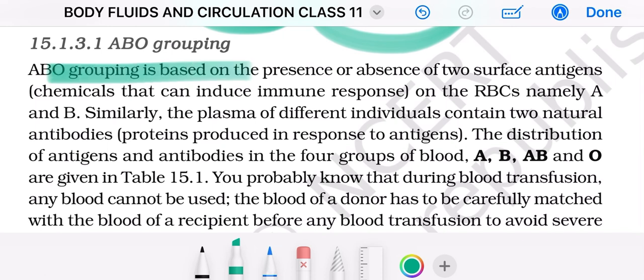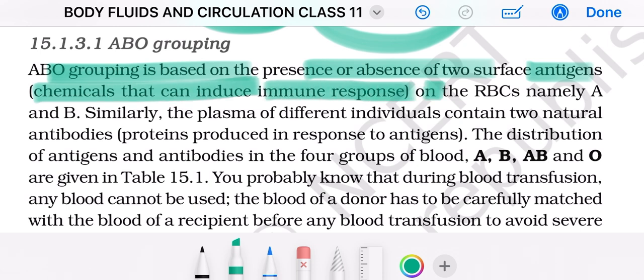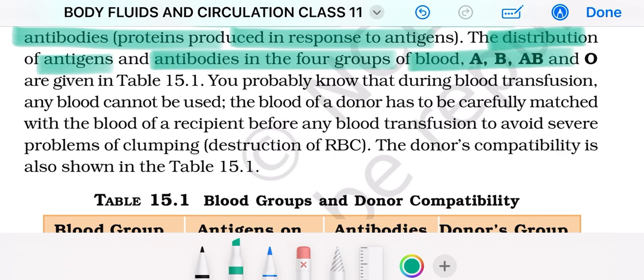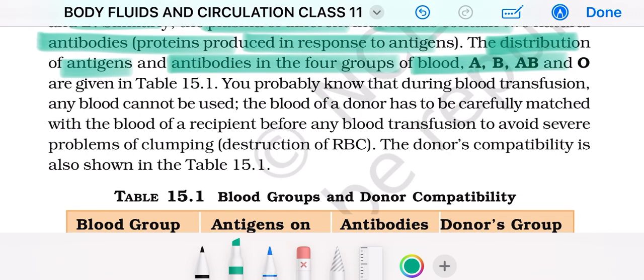ABO grouping is based on the presence or absence of two surface antigens, chemicals that induce immune response, on RBCs. Antigens are present on RBCs, namely A and B. Similarly, the plasma of different individuals contain two natural antibodies, proteins produced in response to antigens. They are present in plasma. The distribution of antigens and antibodies in the four groups of blood, A, B, AB and O, is given in the table.